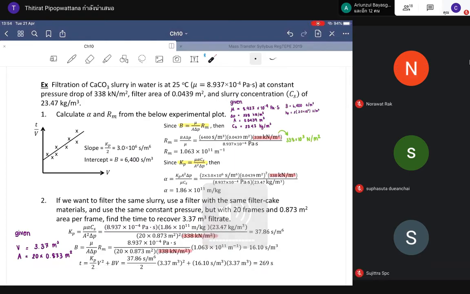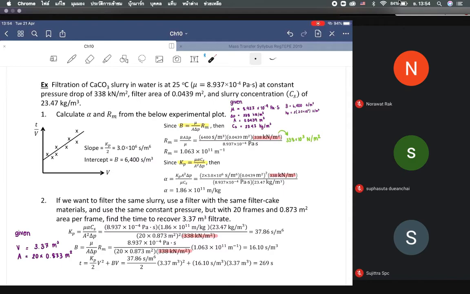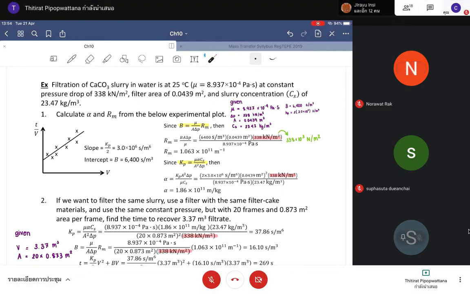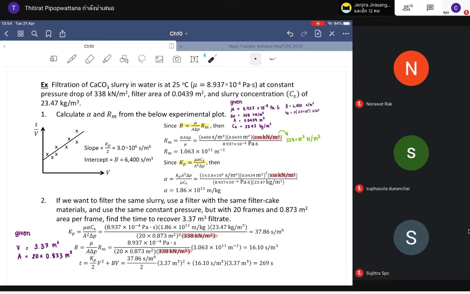Talking about the first one: calculate alpha and Rm from the below experimental plot. Given the equation that I wrote on the right-hand side in purple, which the equation already gave us, we can easily copy the equation, which is this part. We need to obtain Rm, so we just rearrange it and plug in the numbers, same as Kp.